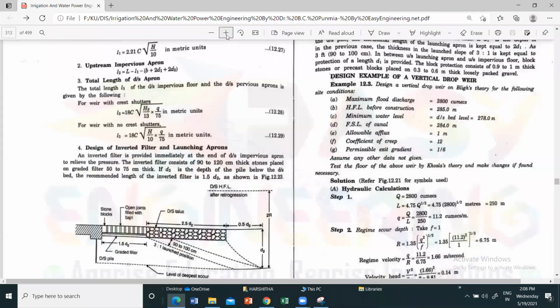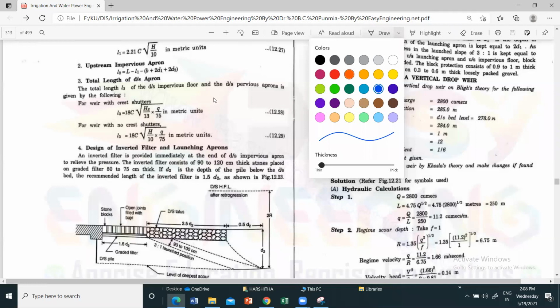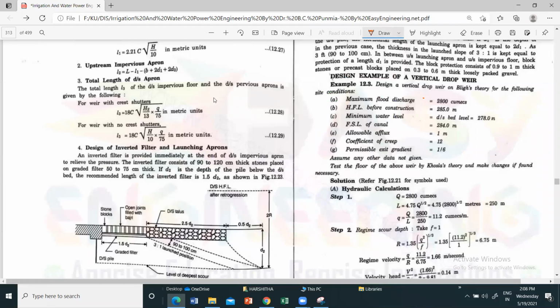Okay. So we have started this problem. This is a very lengthy problem, that is, the analysis and design of a vertical drop weir. In this we calculate the hydraulic parameters, that means we calculate the levels.